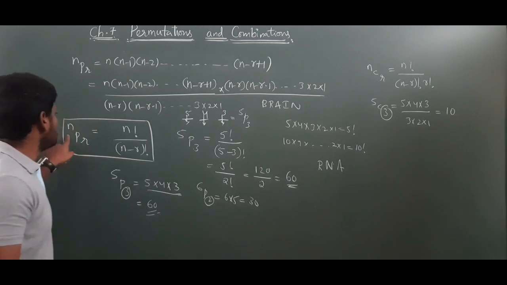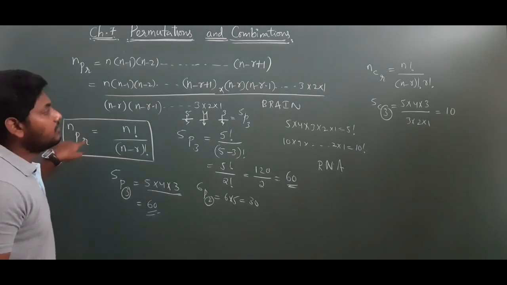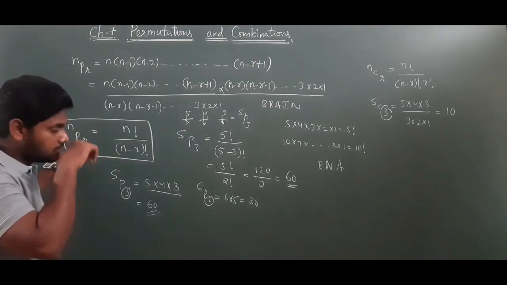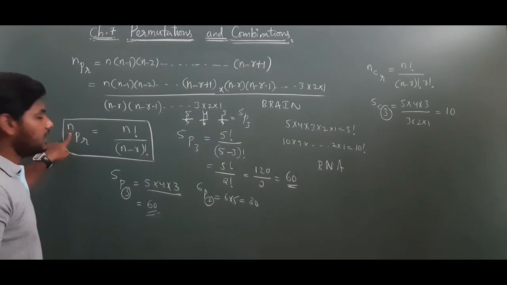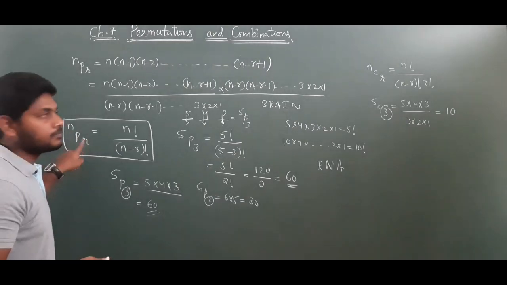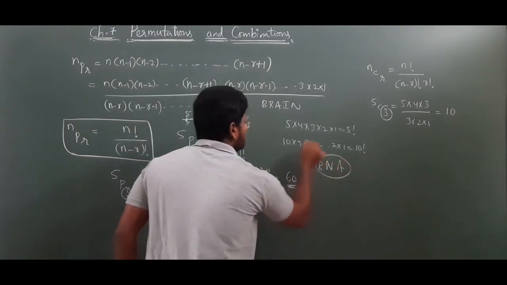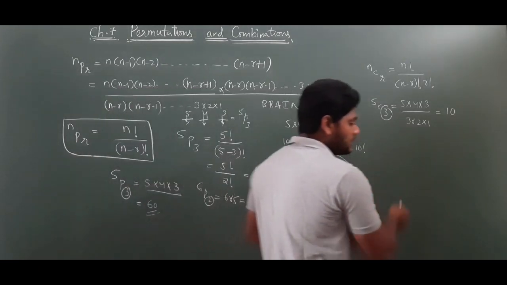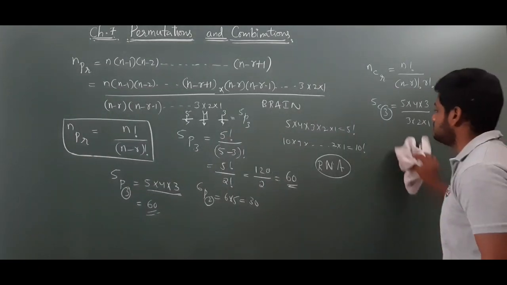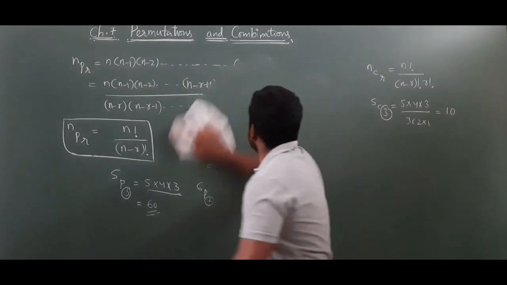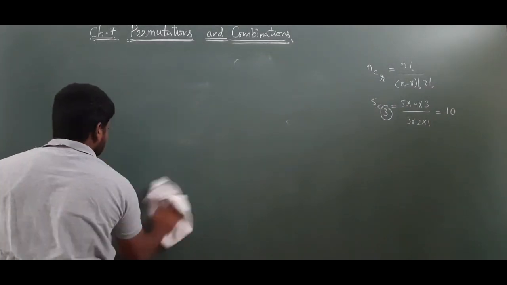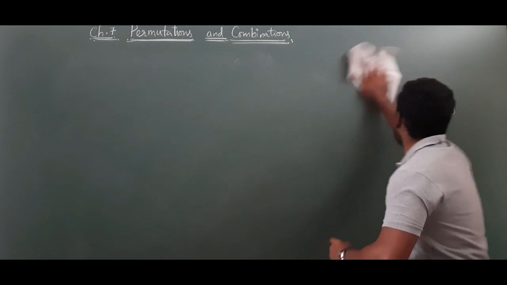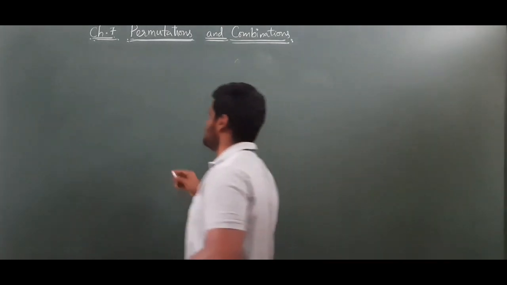So this nPr formula will be useful when out of n different objects we are taking r different objects, when repetition is not allowed. So that is the formula of nPr. In the next case we will discuss when repetition is allowed, then how we will form it. See, the nPr formula is only for when repetition is not allowed. So what is the formula when repetition is allowed?